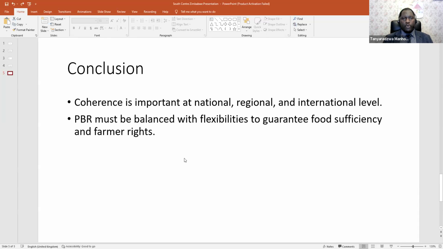Although they are both partly based on the UPOV system, there are some differences in those protocols, and it does create conflicting policy choices should Zimbabwe sign up to both those protocols on how to reconcile the differences. And as has been highlighted, PBR must be balanced with flexibilities to guarantee food sufficiency and farmer rights. So thank you very much.